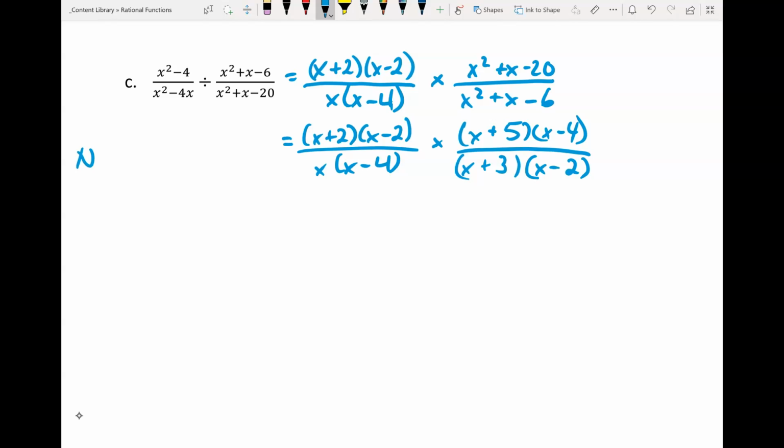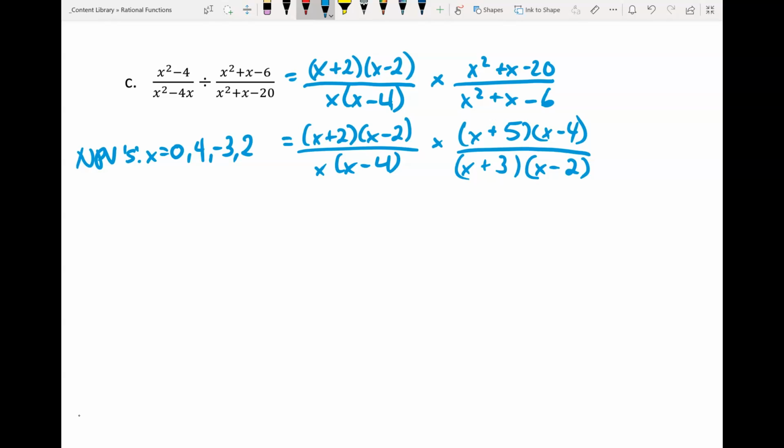So now I'm going to state my NPVs. So looking at our first rational, we would have a problem if x is equal to 0, and also when x is equal to 4, because 4 minus 4 is 0. Looking at the second rational in the denominator, for x plus 3, we're going to have a problem when x is equal to negative 3. And then for x minus 2, we'd have a problem when x is equal to 2. So those are our 4 NPVs.